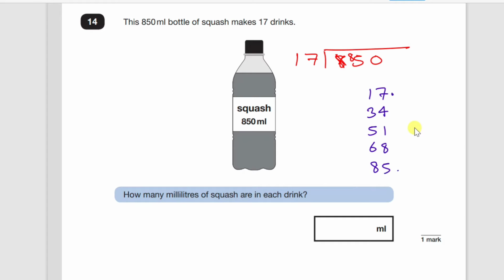So yes, if you count it, you got 1, 2, 3, 4, 5. So it goes exactly 5 times and there's no remainder. Now how many times is 17 going into nothing? 0. So there's 50 milliliters of squash in each drink. So the answer is 50 here. That's it.